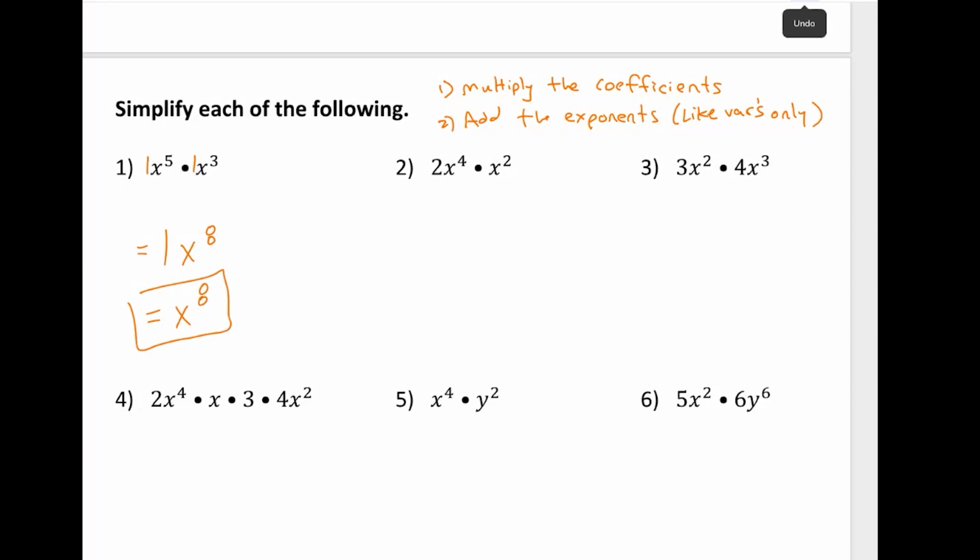For the next one, we've got a coefficient of 2, a coefficient of 1. 2 times 1 is 2. And then we can add the exponents together. 4 and 2 make 6. With number 3, 3 times 4 is 12. Now we're multiplying 2 x's and an additional 3 x's, meaning we're multiplying a total of 5 x's. 2 plus 3 is 5. So x to the 5th.